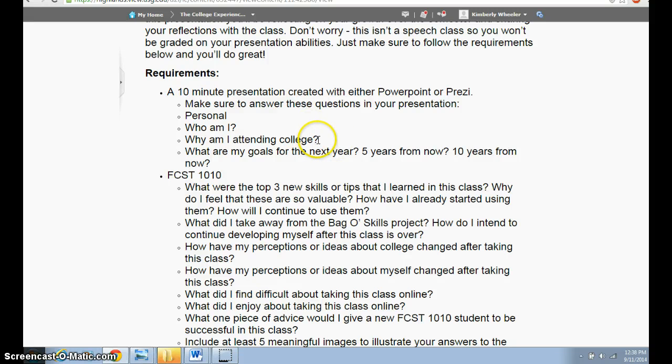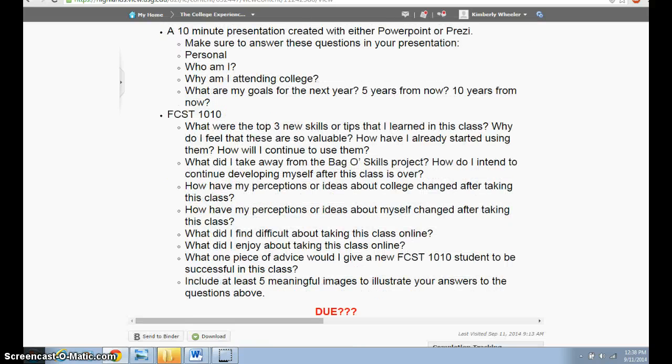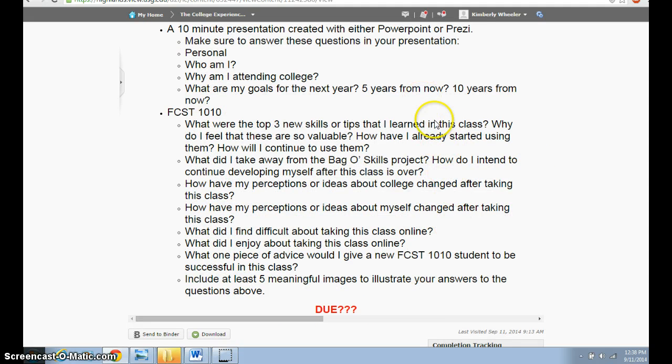Then the next slide would be one slide out of why am I attending college. The next slide, what are my goals for the next year. They can group this into one slide or create 3 slides from it. And they need to answer all of these at the bottom. If you're teaching an online class, your students will include these two questions in their presentation. If you're teaching a face-to-face course, you can tell the students to omit these two questions.